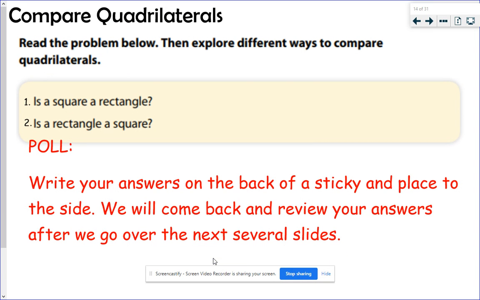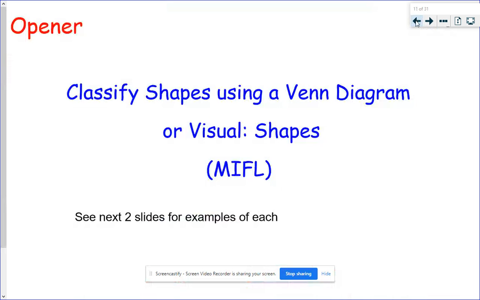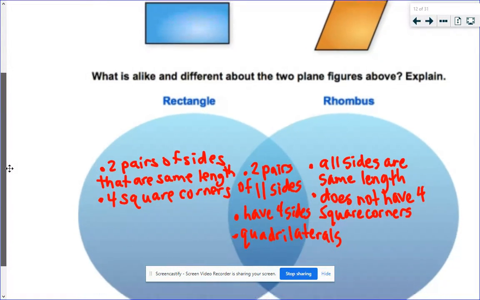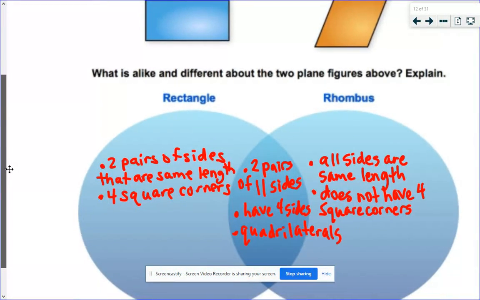Today's lesson is about comparing quadrilaterals. Let me jump back to this slide. Our opener for today was classifying shapes using a Venn diagram. So we looked at this rectangle and this rhombus, and we discussed how they are alike and how they are different, and we filled in this Venn diagram. I wanted to share with you what we did.